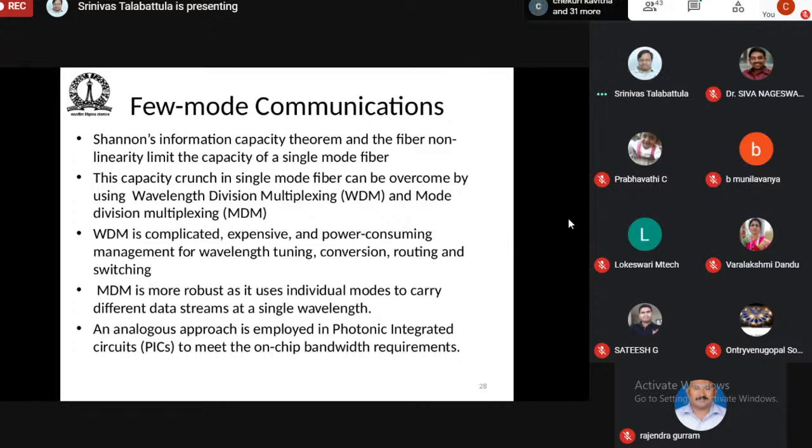Here I would like to discuss a few mode communication system. First, look at the traditional set, then we'll see how it translates into a quantum one. Few mode communication uses more than one mode of an optical fiber.